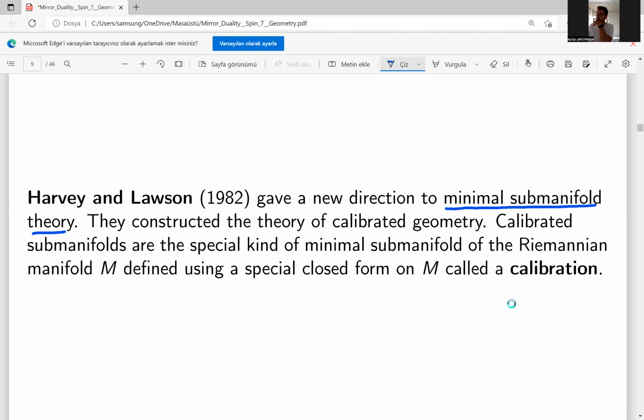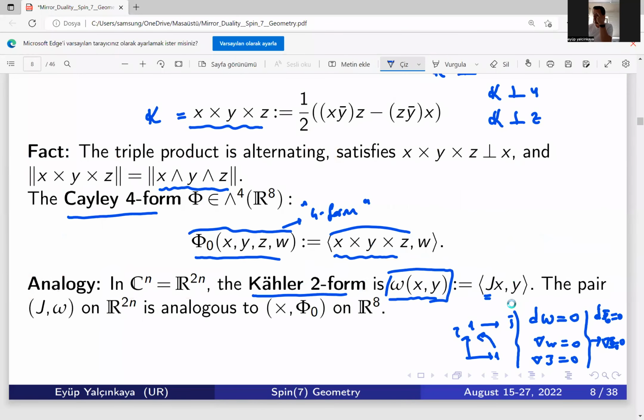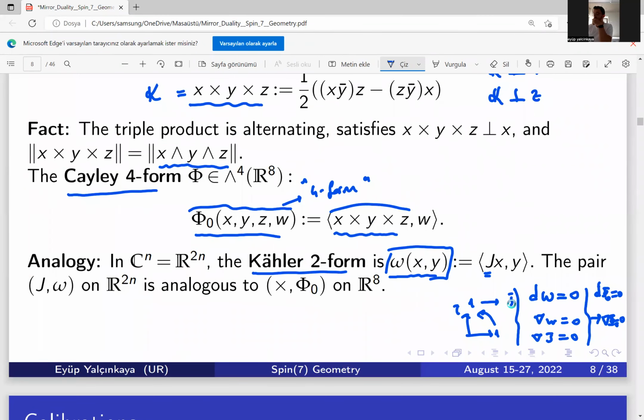But after this, the calibration theory, calibrated geometry, Harvey and Lawson changed the direction. Actually, the calibrated submanifolds are a special kind of minimal submanifold. We guarantee that the calibrated submanifolds are minimal submanifolds of a Riemannian manifold. If you have a special closed form, I mentioned it just a couple of minutes ago. Here, this is the closed form.